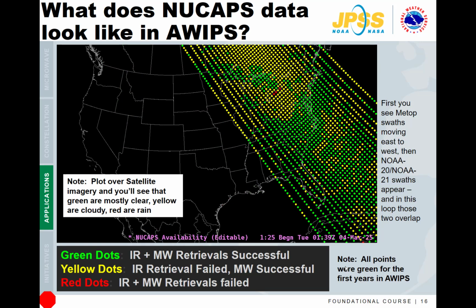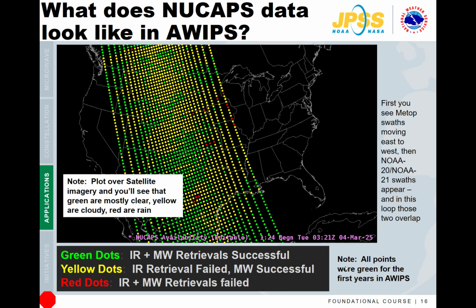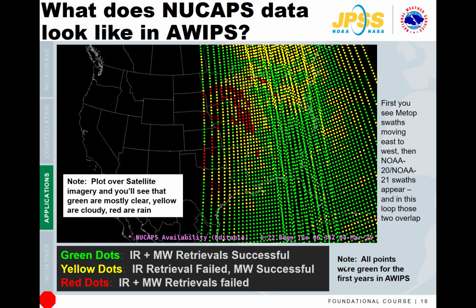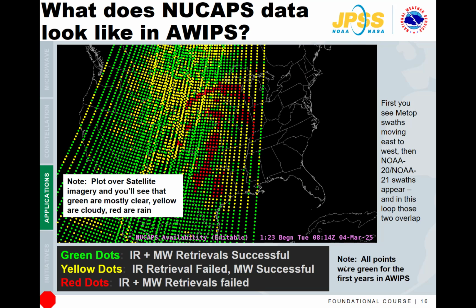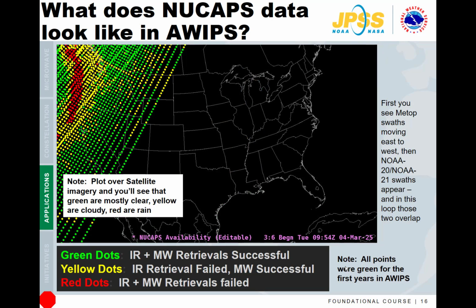The animation is showing you swaths over 8 hours. And I want you to take note of how much data there is. First, MetOp-C moves across the country, and then the NOAA-20 and NOAA-21 do.